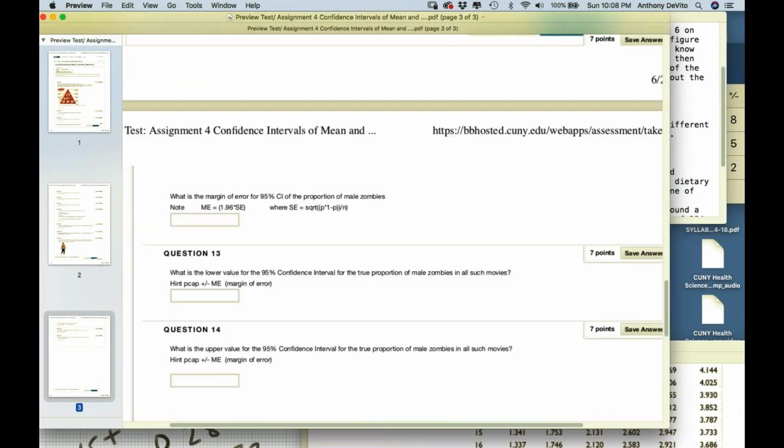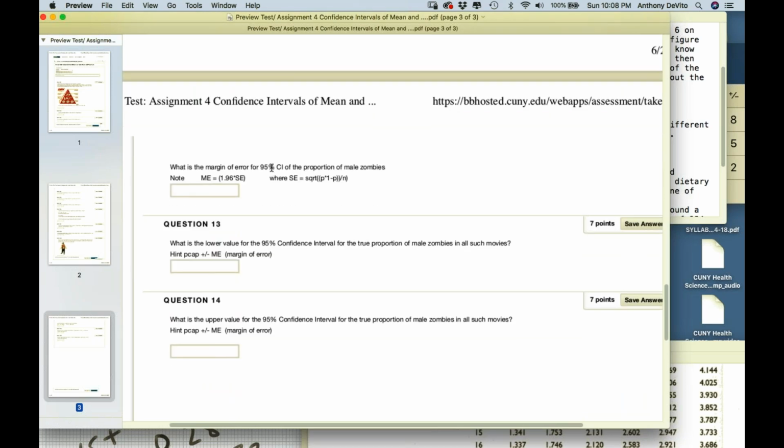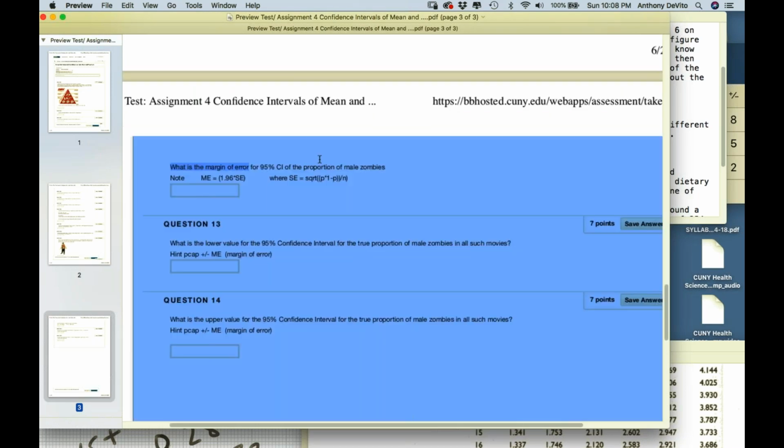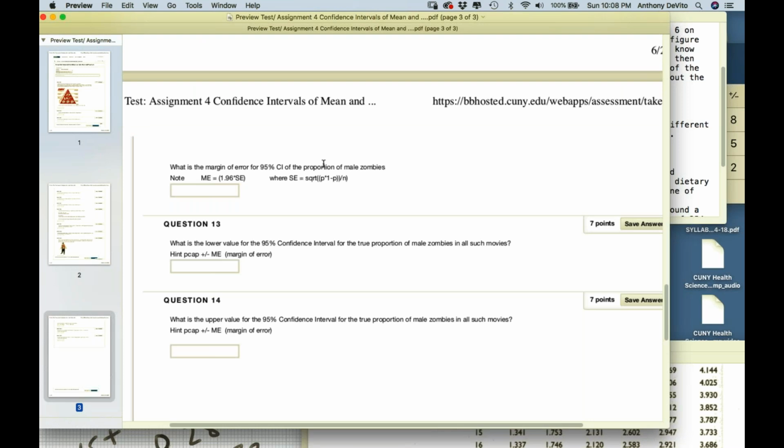Okay, so the next question is, what is the margin of error for the confidence interval for male zombies? I separated this out. I think it confused a couple of people. The margin of error is the part that you add and subtract to your point value, to your mean, or to your proportion, like 0.58 in this case, which would be, again, because it's a big sample, right? Greater than 30, greater than 15 on each side, or 30.